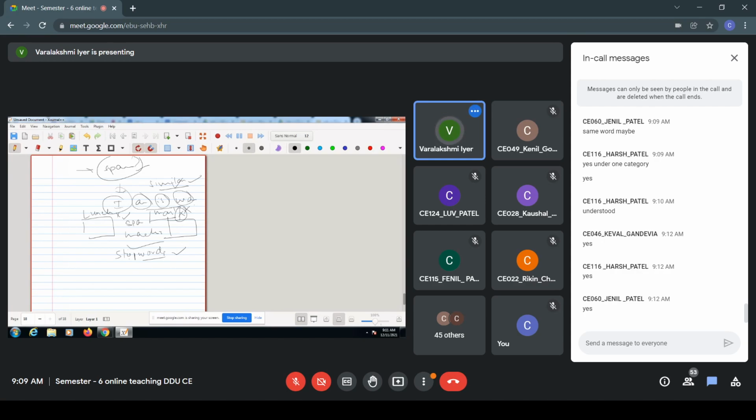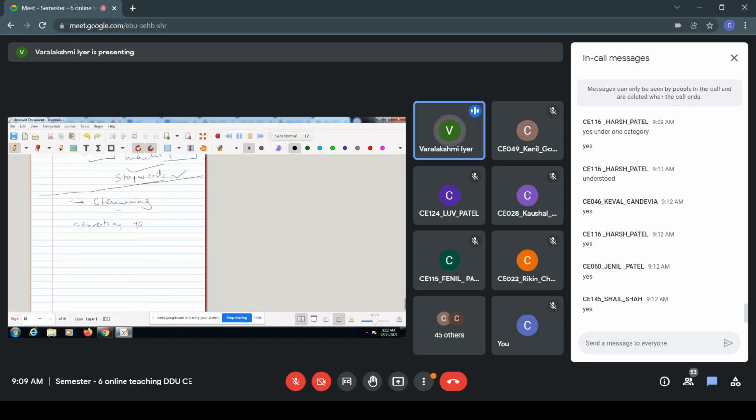Okay, now the last part is stemming. What is stemming? Converting your word into the root word.